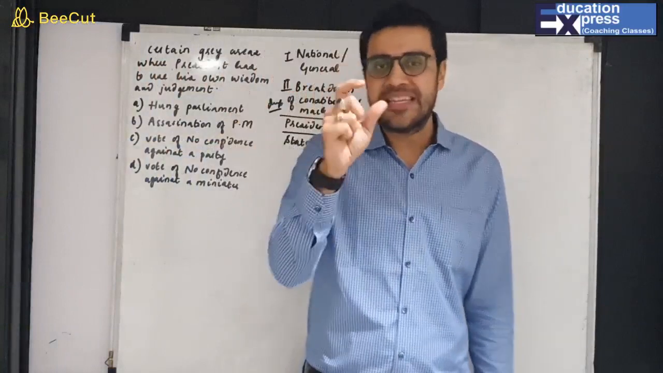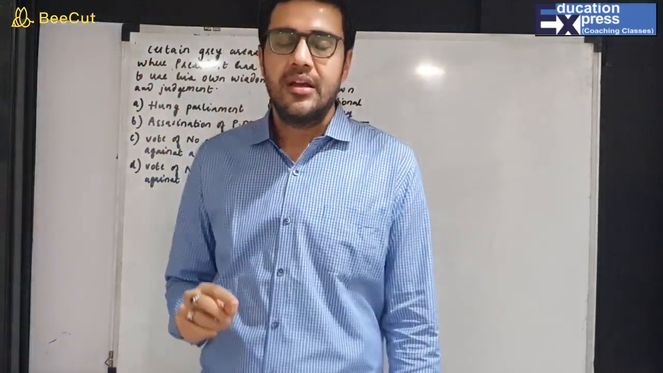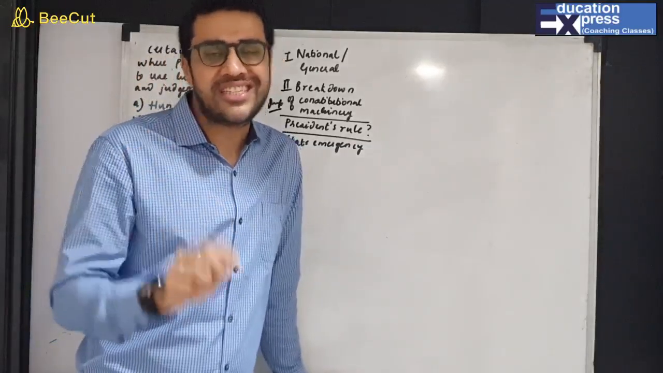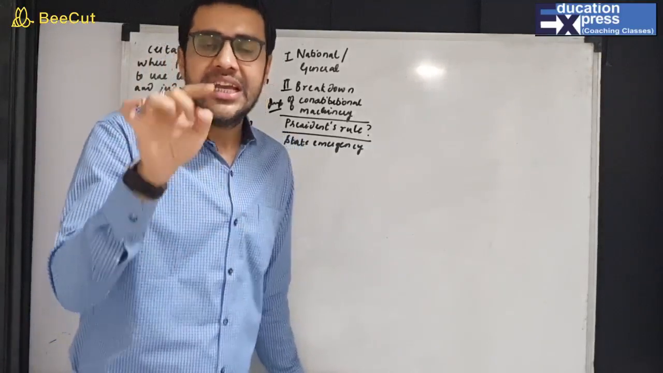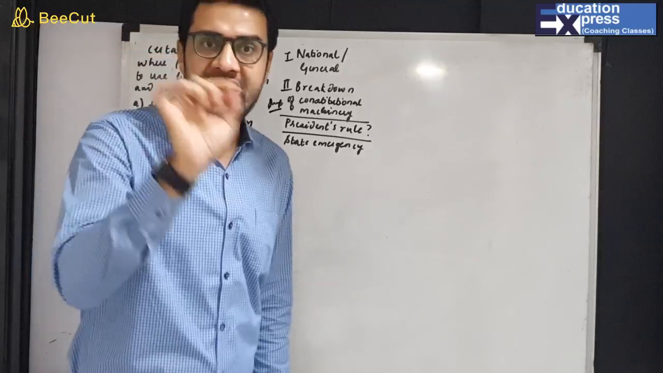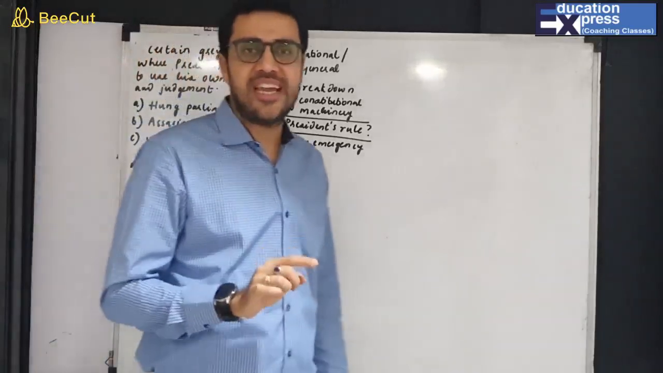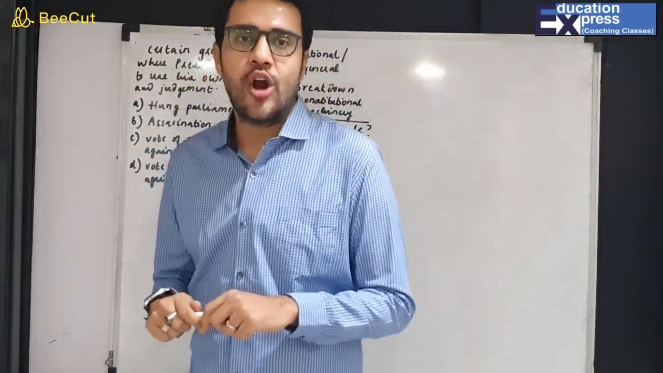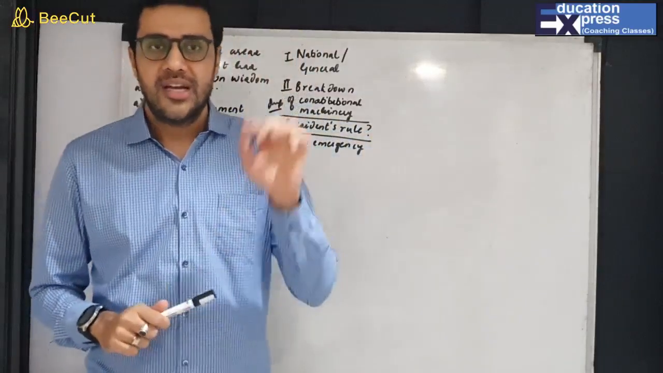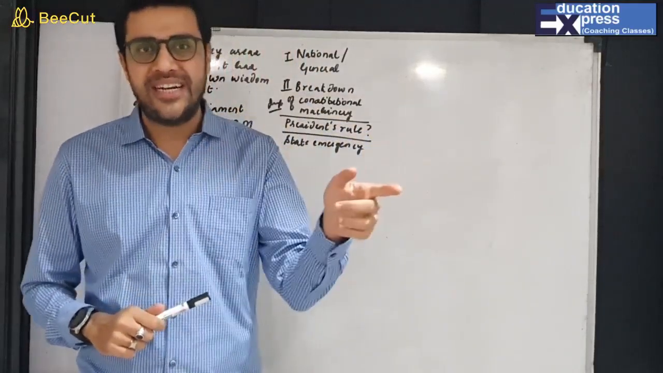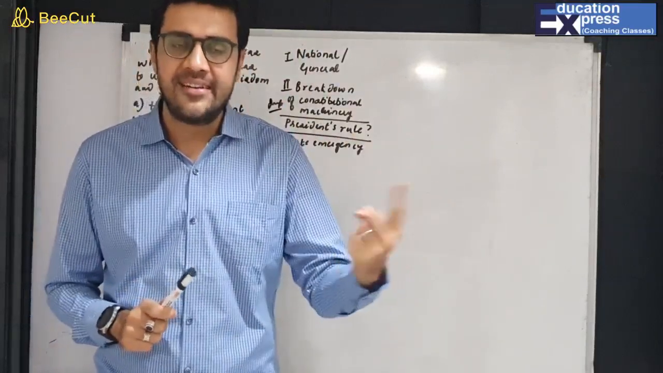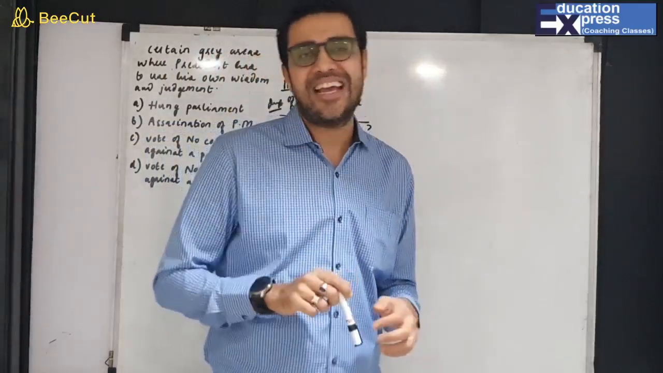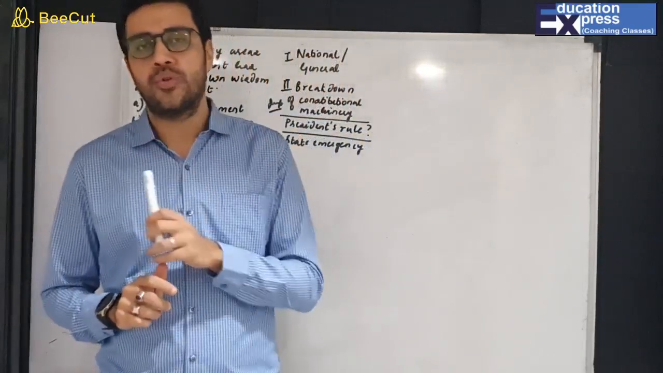Again, go to the circumstances paragraph. I repeat again, circumstances. Now, when does this happen? If the governor of the state, every state has a governor, reports to the president that the state is not being run according to the provisions of the constitution, then in that state, President's rule is imposed.